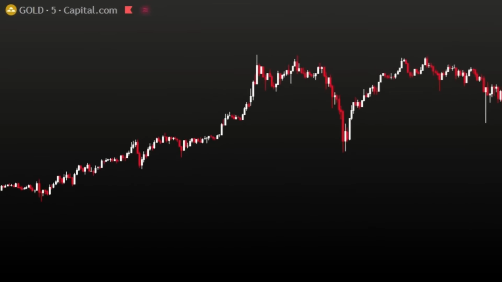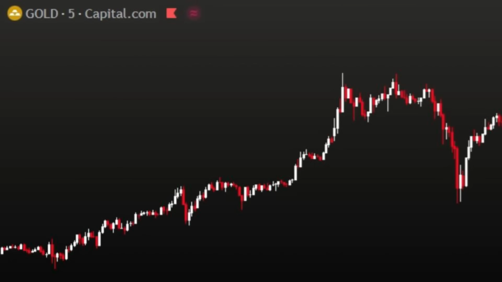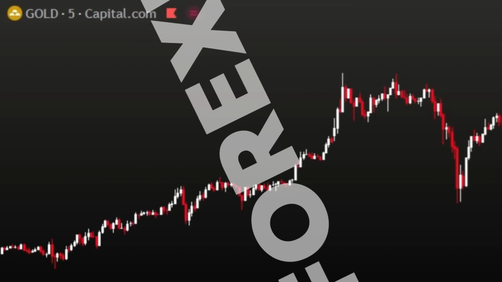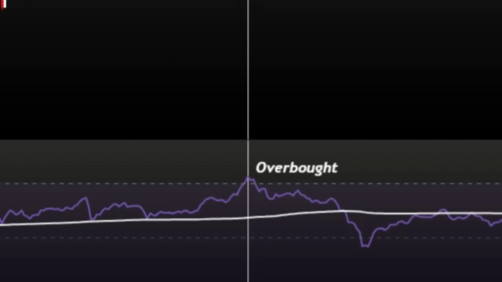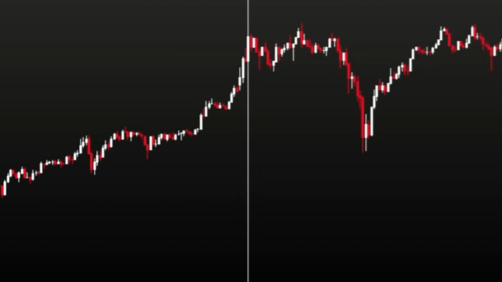We're on the gold 5-minute time frame as a representative of the forex market. At one point, the RSI reached the overbought zone. And if I mark the tip of the RSI in that area, you can see it actually gave a very accurate reversal point on the chart.